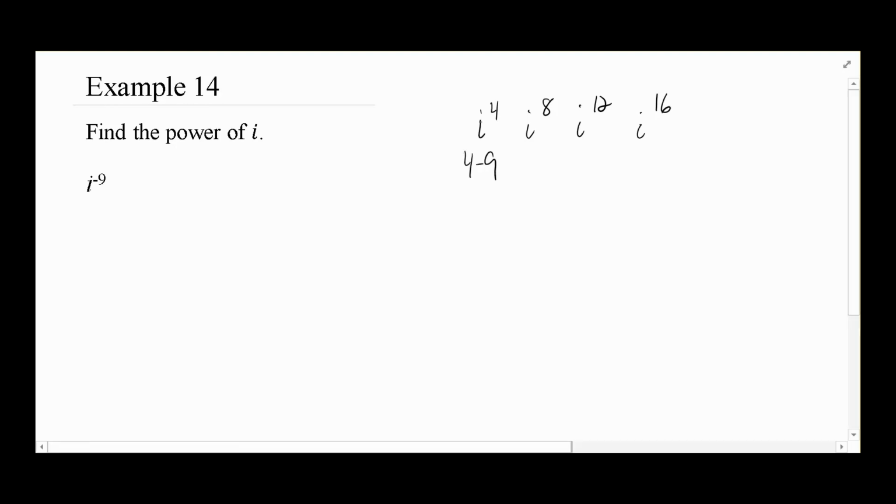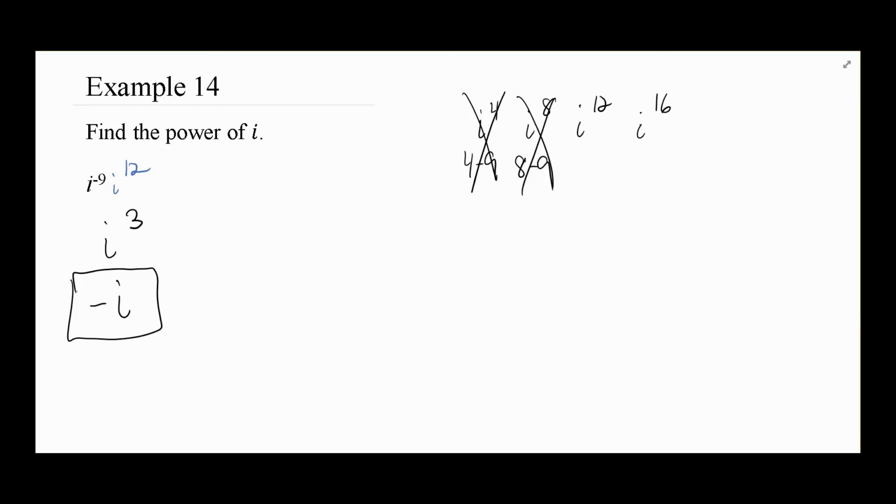4 plus negative 9 isn't going to get me positive. 8 plus negative 9 isn't going to get me positive. But 12 plus negative 9 would. So I'm going to choose to multiply by i to the 12th power. In doing so, that results in i cubed. And i cubed, as we know, is just negative i. And that's as simple as we can make it. Just multiply by i to some multiple of 4, so i to the 4th, 8th, 12th, 16th, until you're dealing with a positive power. Once you're dealing with a positive power, then you handle it like normal.